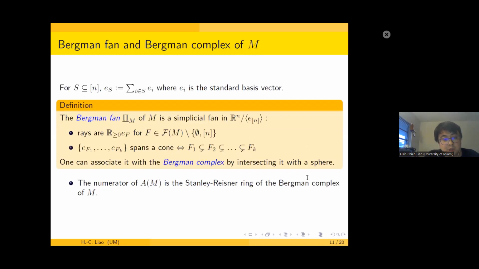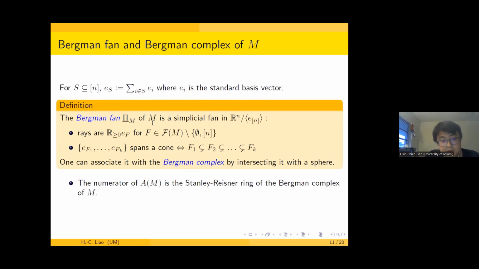And so there is a related concept of Bergman fan and Bergman complex that is related to the Chow ring. For some subset S of the n-set, we denote e_S as the sum of all e_i, where i runs over all the elements in S, and e_i is just the standard basis vector. And the Bergman fan of this matroid, a fan is just a collection of cones which fit together in a nice way.